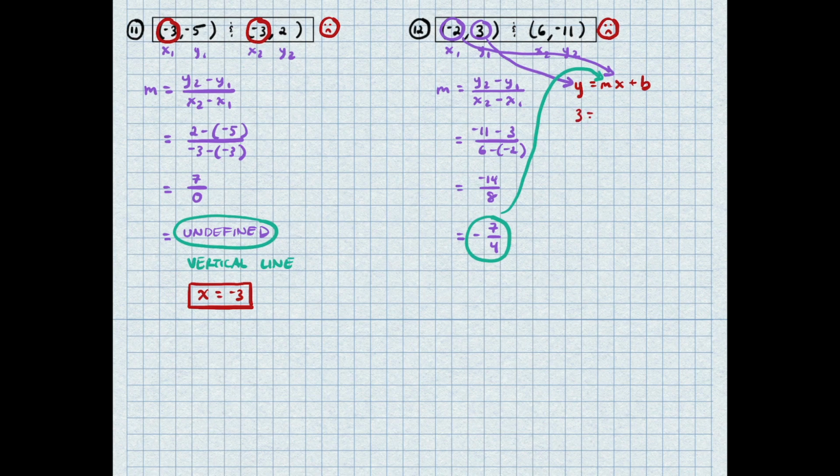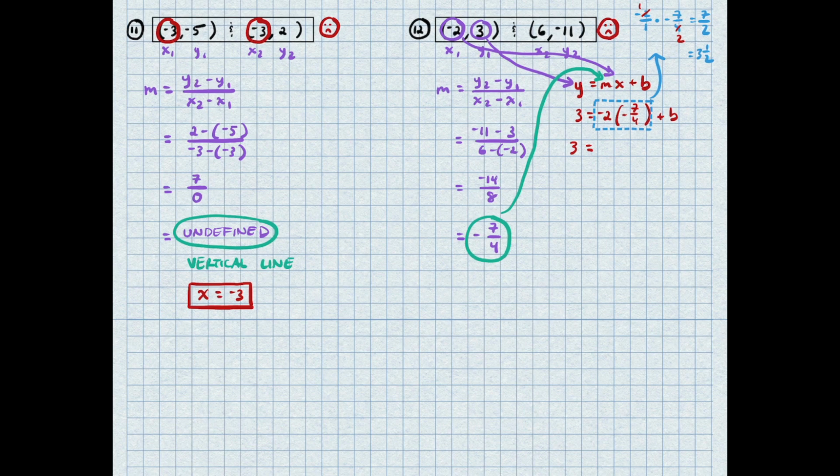Here we'll have 3 is equal to negative 2 times negative 7/4 plus b. Now I'm going to multiply this off on the side. Negative 2 is negative 2 over 1, and we're going to multiply by negative 7/4. This 2 and 4 can cross cancel to make a 1 and a 2, so we have negative 1 times negative 7 is positive 7, and 1 times 2 is going to be 2. We have a positive 7 halves since we had a negative times a negative. 7 halves can be also written as 3 and 1/2.